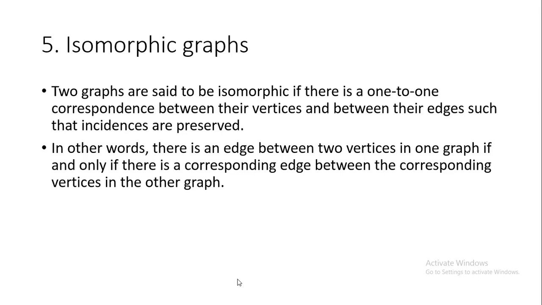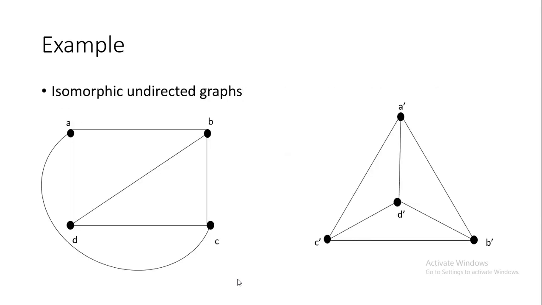In other words, we can say that there is an edge between the two vertices in one graph if and only if there is a corresponding edge between the corresponding vertices in the other graph. If this condition is satisfied, then the two graphs are called isomorphic graphs. What is the condition? One-to-one correspondence is a must, meaning if there is an edge between two vertices in one graph, then there must be a corresponding edge between the corresponding vertices in the other graph. So let's check here in the example.